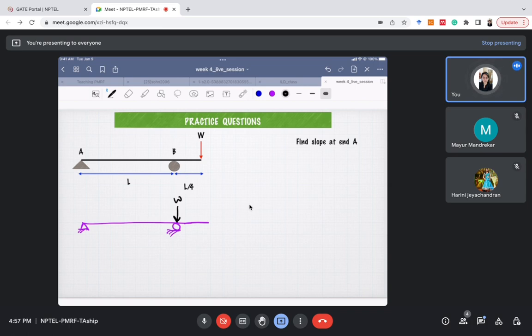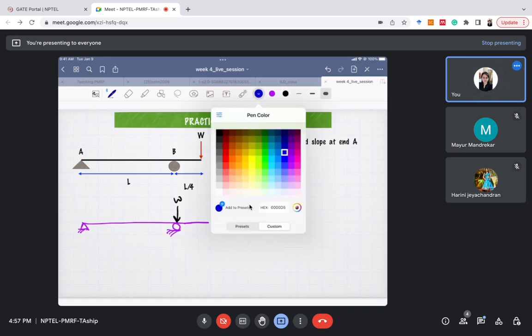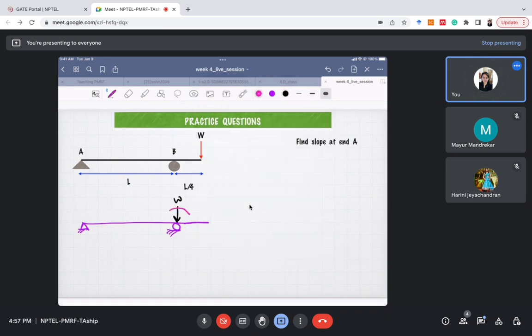Why on the right side? Because you have shifted the load from that side. So the value and the direction of this arrow will be like this, and the value of the moment will be WL by 4. So this is very simple. Now what is the value of theta A you are getting?